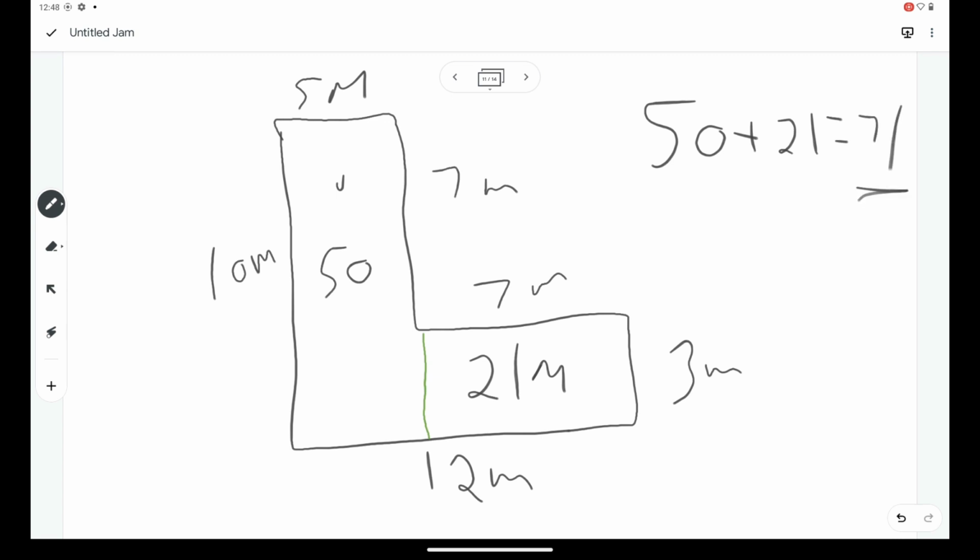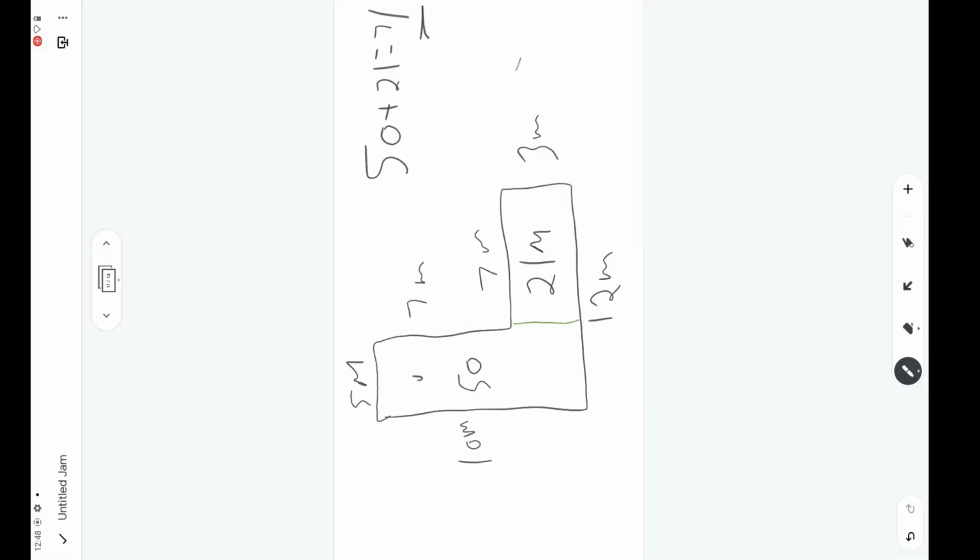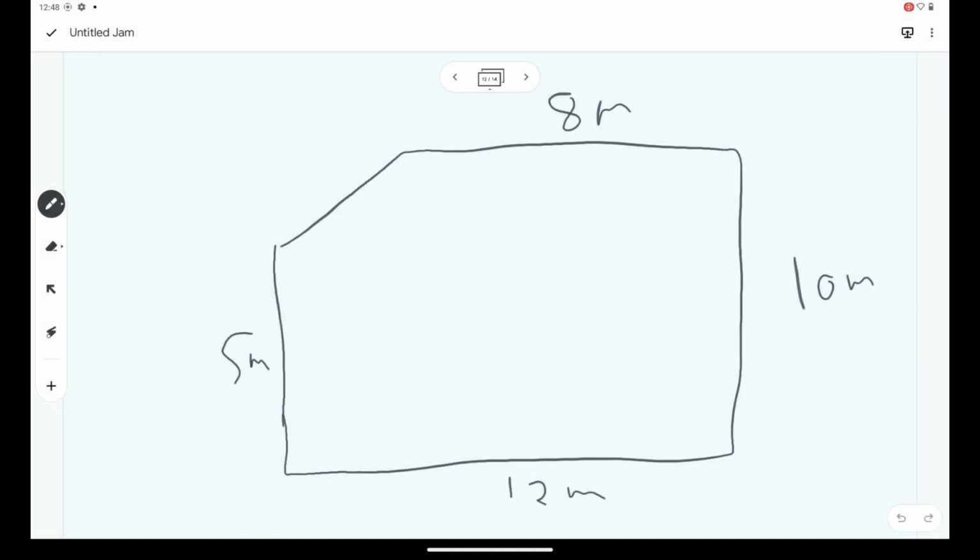Now this rectangle here is 5 times 10, which is 50 meters. And this one here is 7 times 3, which is 21 meters. 50 plus 21 equals 71 meters. That is the area of our shape here.